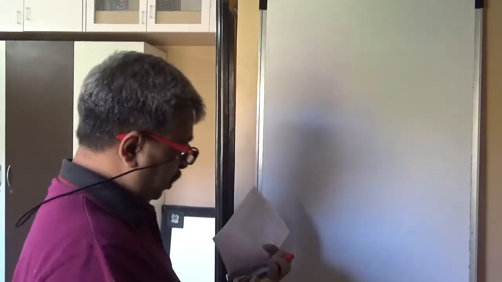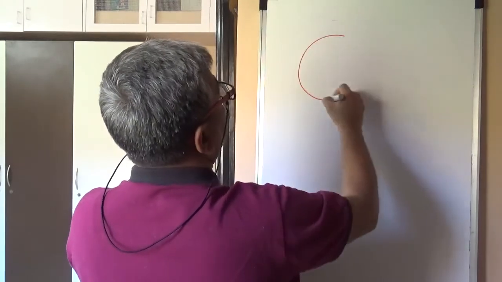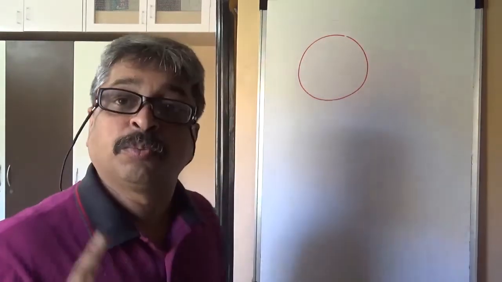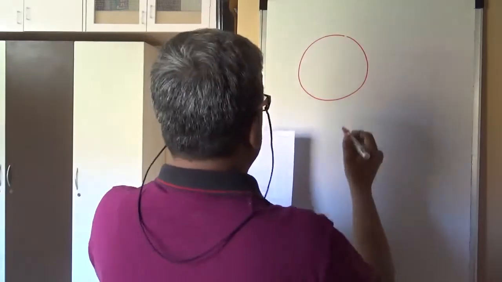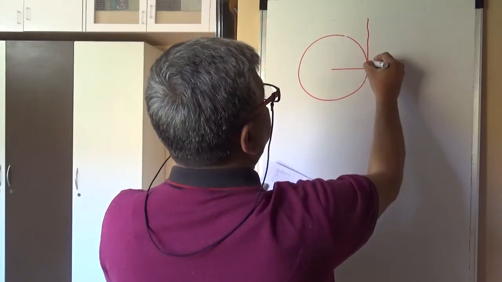Use of PA into PB is equal to PT square. So yet another proof of Pythagoras theorem. We have a circle. We have triangle ABC.